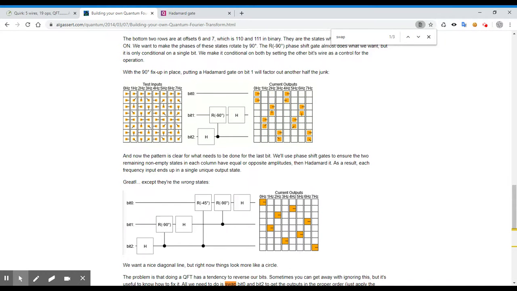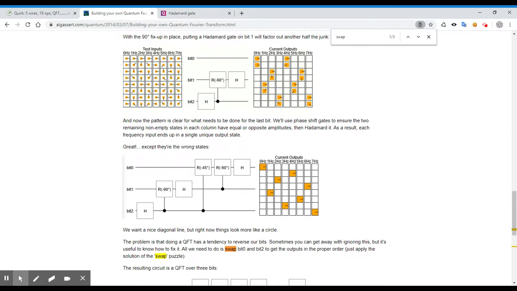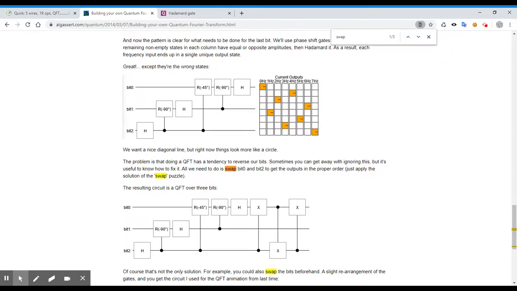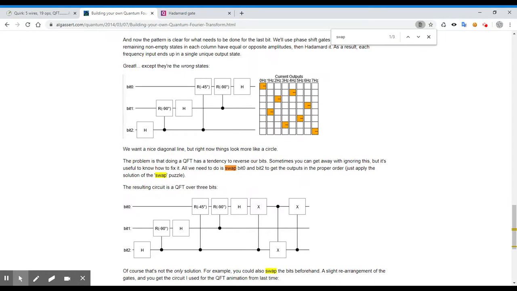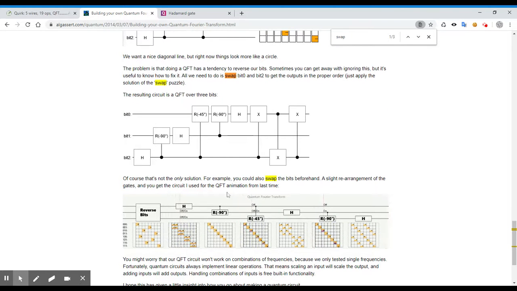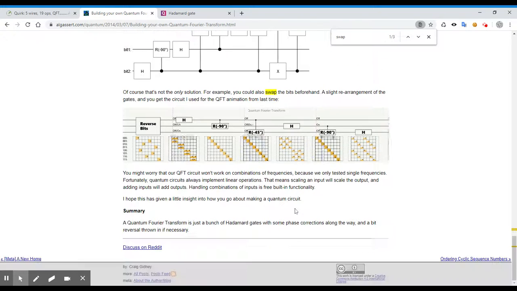We'll use a phase shift gate to ensure that the remaining non-empty states in each column have equal phase. We want a nice diagonal line, but right now things look more like a circle. The problem is that doing the QFT has a tendency to reverse our bits. Of course, it's not the only solution. For example, you could also swap the bits beforehand. With a slight rearrangement of the gates, you get the circuit I used for the QFT animation from last time.